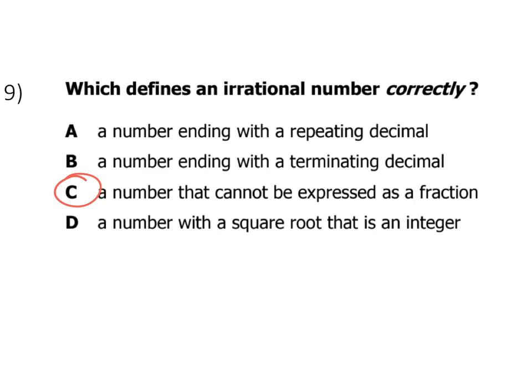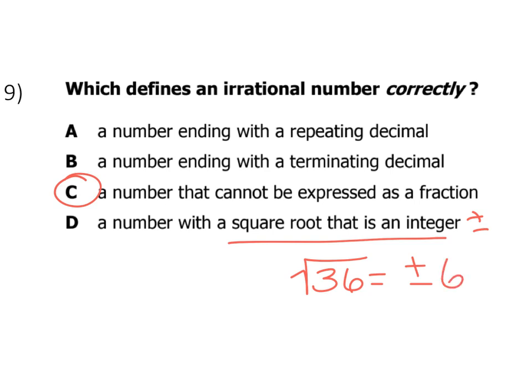However, the only thing that may confuse you is this: a number with a square root that is an integer. Integers are your positives and your negatives. So your square root of like 36 can be a positive or negative 6, and that is rational. So it can't be D, B, or A.